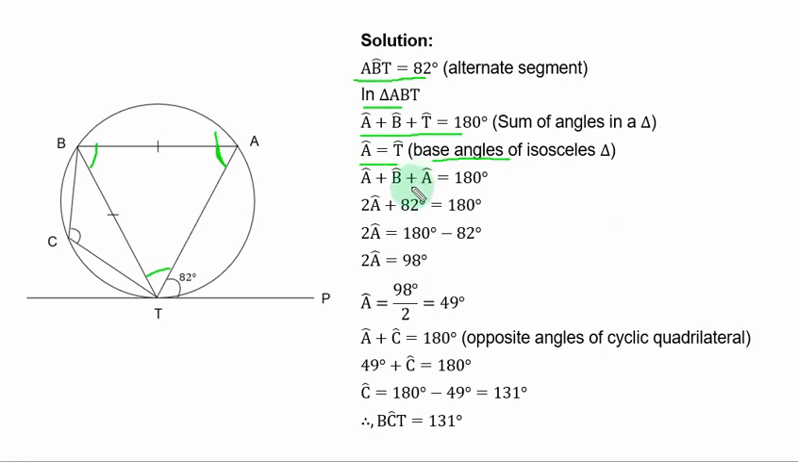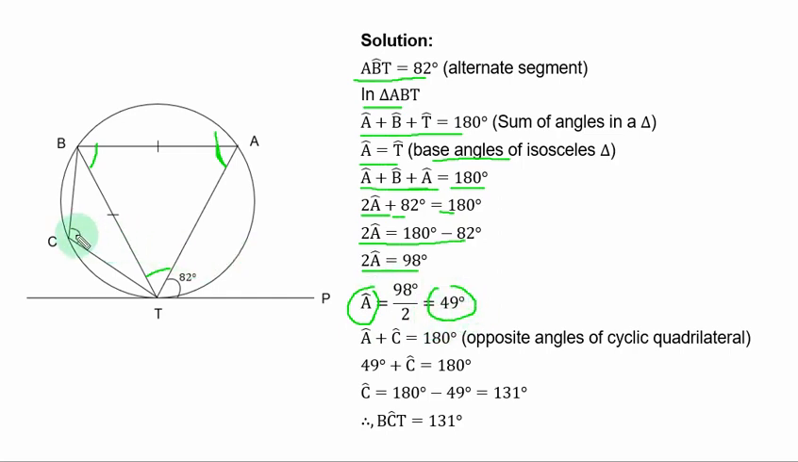So here we replace T with A, and you have angle A plus angle B plus angle A again equal to 180 degrees. 2 times angle A plus angle B, which is 82 degrees, is equal to 180 degrees. When you transfer this to the right hand side, you have 2 times angle A is equal to 98 degrees. To get angle A, divide both sides by 2, and angle A is equal to 49 degrees.